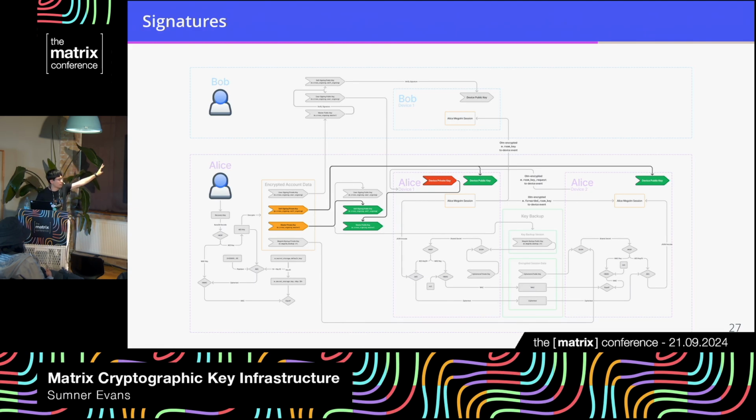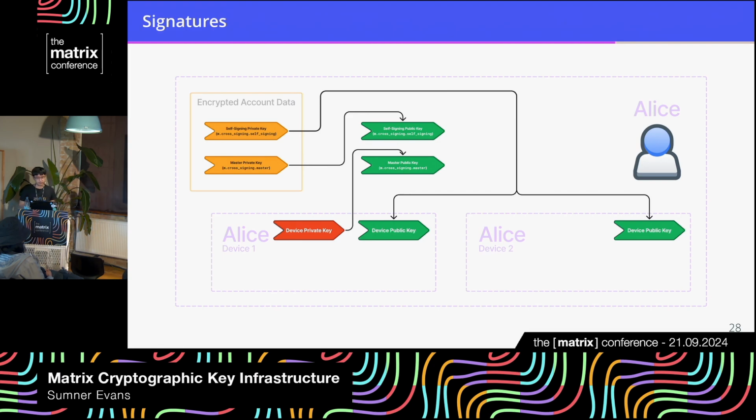OK, so I'm going to zoom in on this part. In Matrix, each device has a public-private key pair. So device public key, device private key. To verify a device, what we do is we sign the public key. The public key is used as an identifier for the device, effectively. When we do the signature, sometimes we also refer to that as trusting a key. When we create a signature for a key, we actually wrap it up in some JSON and such. But then we create a signature for that, and then that's a trust. We trust that key.